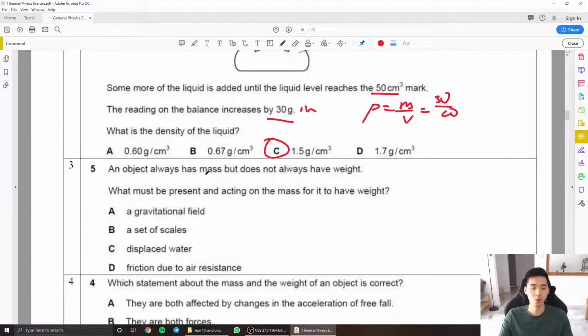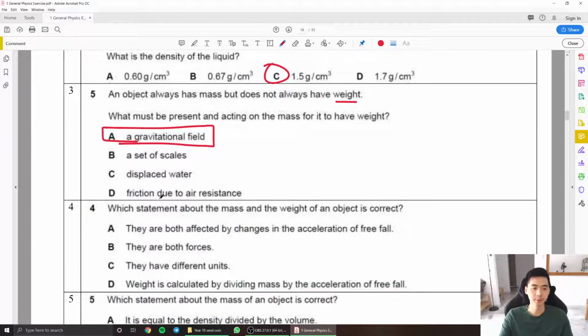An object always has mass but does not always have weight. What must be present and acting on the mass for it to have weight? Obviously, it's supposed to be a gravitational field. The gravitational field is the thing that pulls the mass downwards.